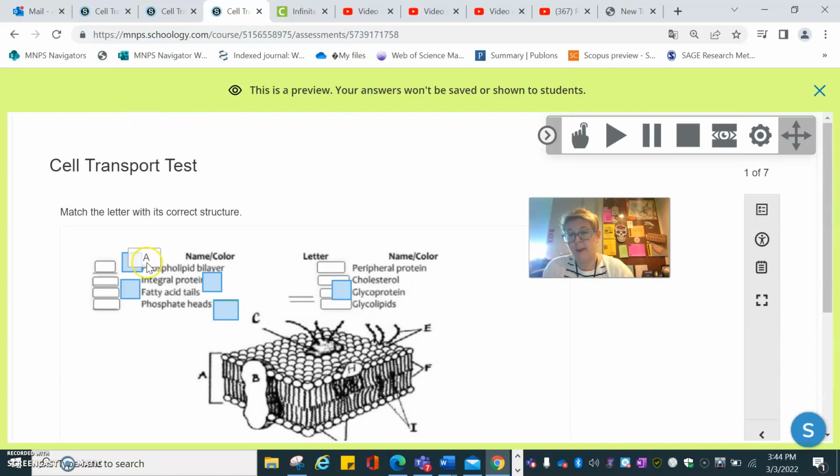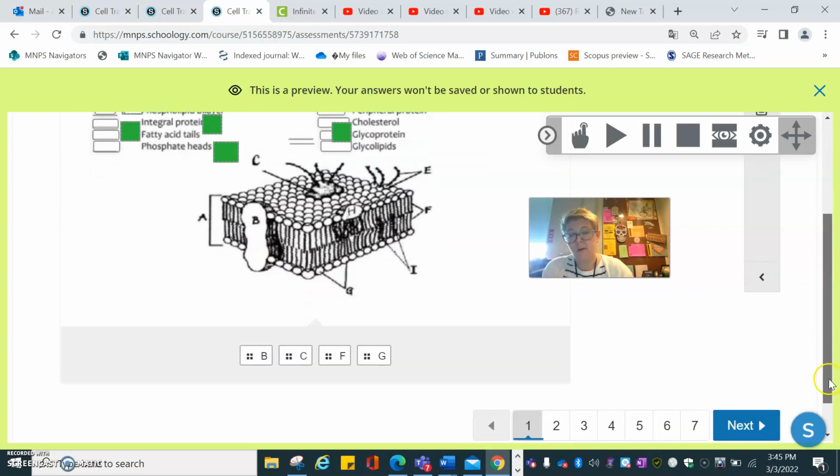So phospholipid bilayer is A. Integral protein is a protein that goes from the top to the bottom, but it's also the only one up here that has a protein. So B. So that one's B.